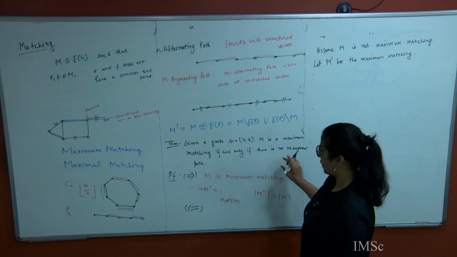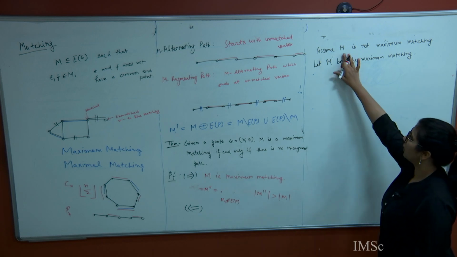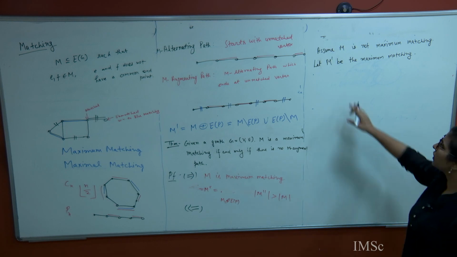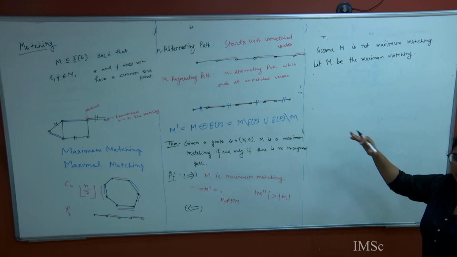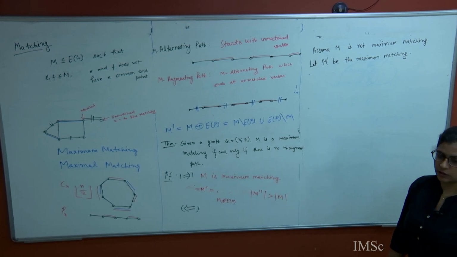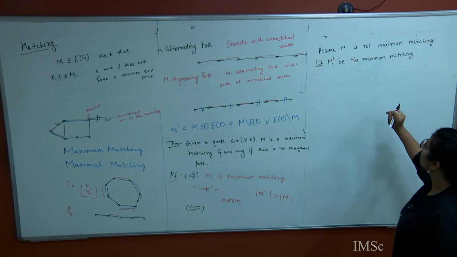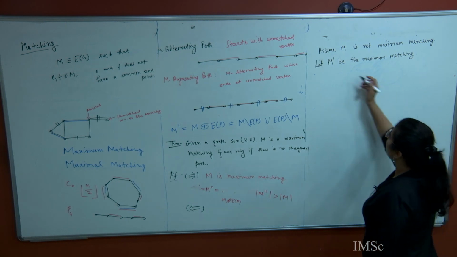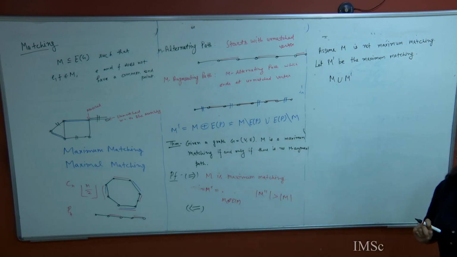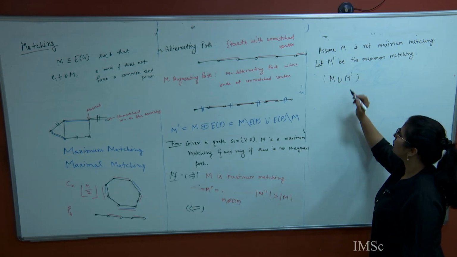Now we have to find some M augmenting path. M was our initial matching. I'm taking that there exists some maximum matching; definitely there will be some maximum matching, and I'm saying that M prime is that matching. Now what will I do? I'll take the symmetric difference. I'll take the union of these two matchings.